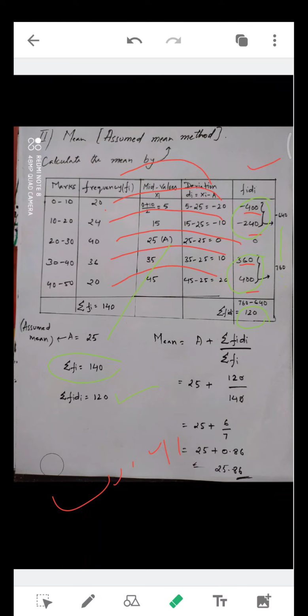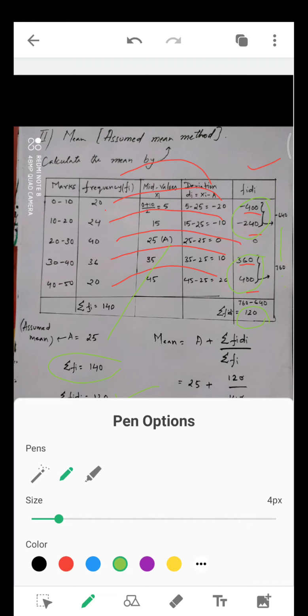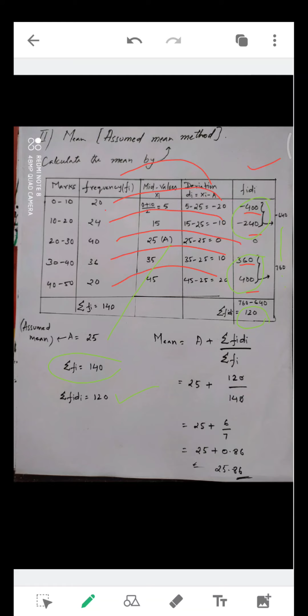Okay, now let's substitute these values step by step in the formula. So coming to the formula now, the formula is A plus sigma fi di by sigma fi. What is our A value here? A is 25. 25 comes here. Then sigma fi di is 120, so sigma fi di comes here. Then sigma fi is 140. I have substituted all the values.